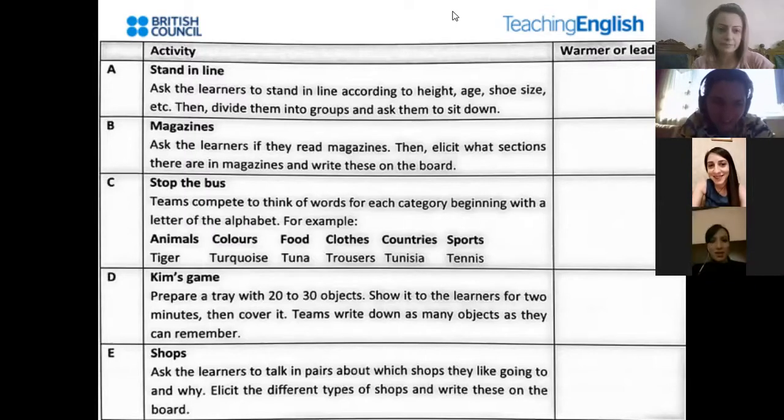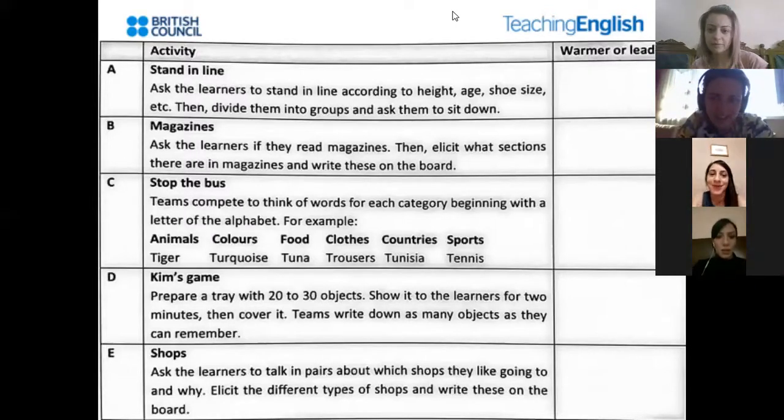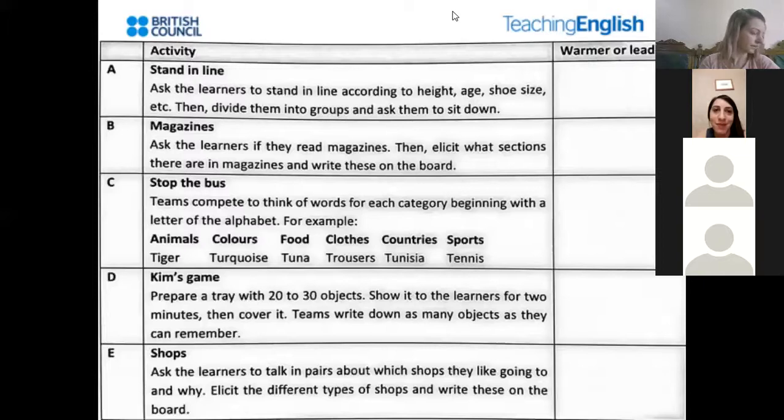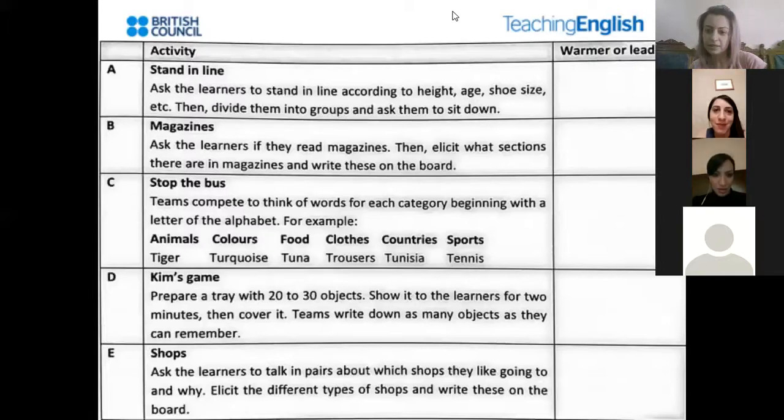Okay, please read the first one and say if it is a warmer or leading. The first one. It is warmer. The second one, Damian. I think it's warmer. Good.